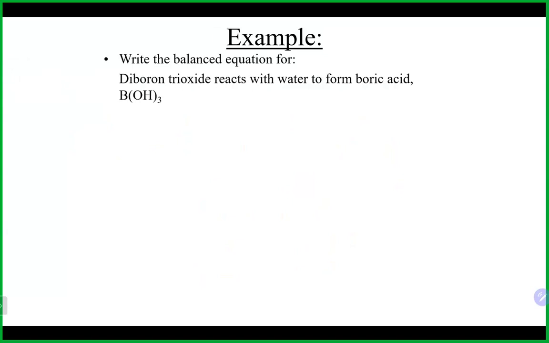Write the balanced equation for this one. Diboron trioxide reacts with water to form boric acid. So go for it and balance it up.